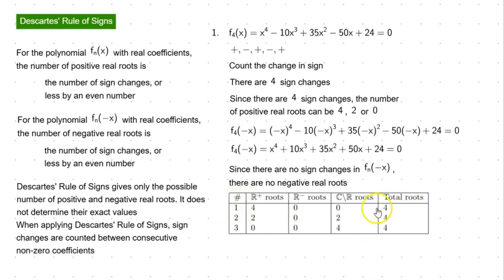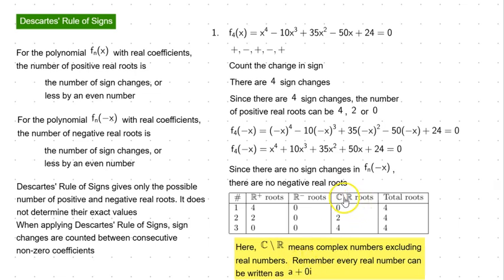Total roots: the fundamental theorem of algebra says if it is a degree 4 equation, then there will be 4 total roots, out of which if 4 are positive real roots, that means negative roots and non-real complex roots will be 0. But if positive real roots is 2 and negative is 0, that means 2 will be non-real complex roots. And if there are 0 positive real roots, then there will be 4 non-real complex roots.